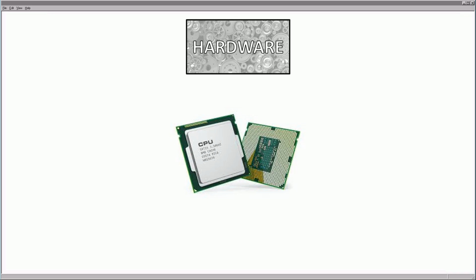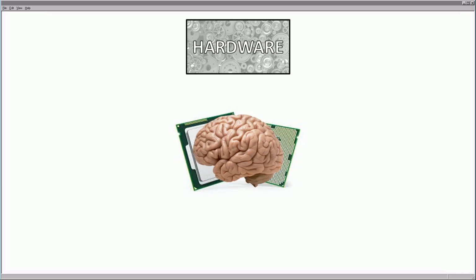Now, the CPU, or the Central Processing Unit, can be thought of as the brain of your computer. This is the device that is running instructions inside of your system. It only understands very simple instructions, in other words, zeros and ones, but it is essential to running software.